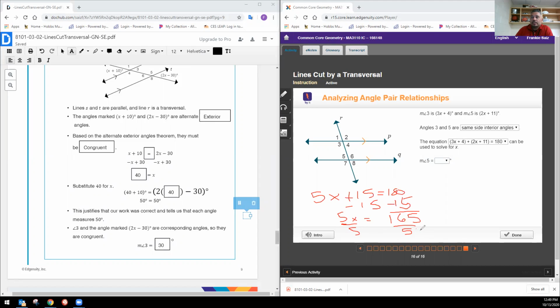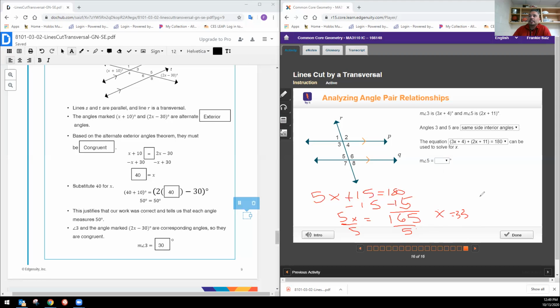Is that correct? 5 goes into 16 3 times. So that's going to be 33. x equals 33. Is that correct? So 33.